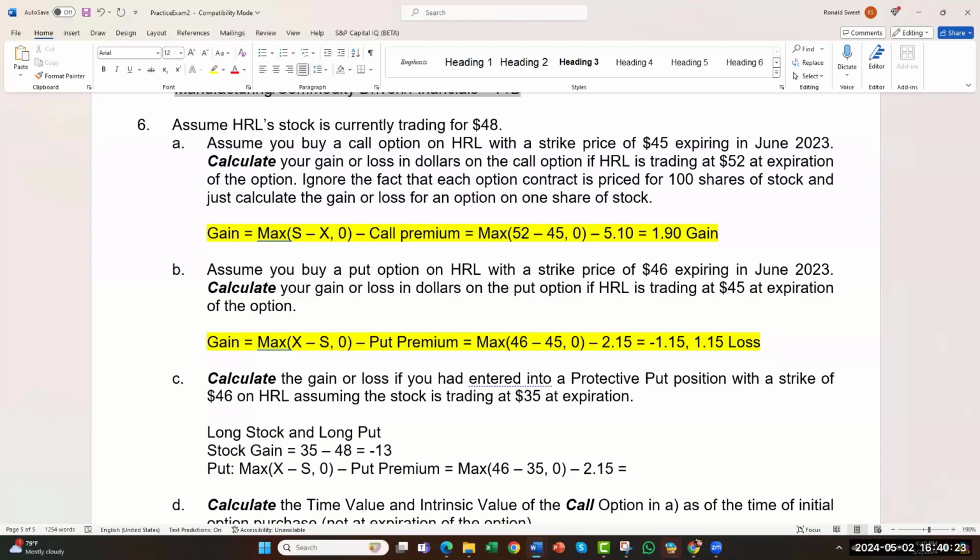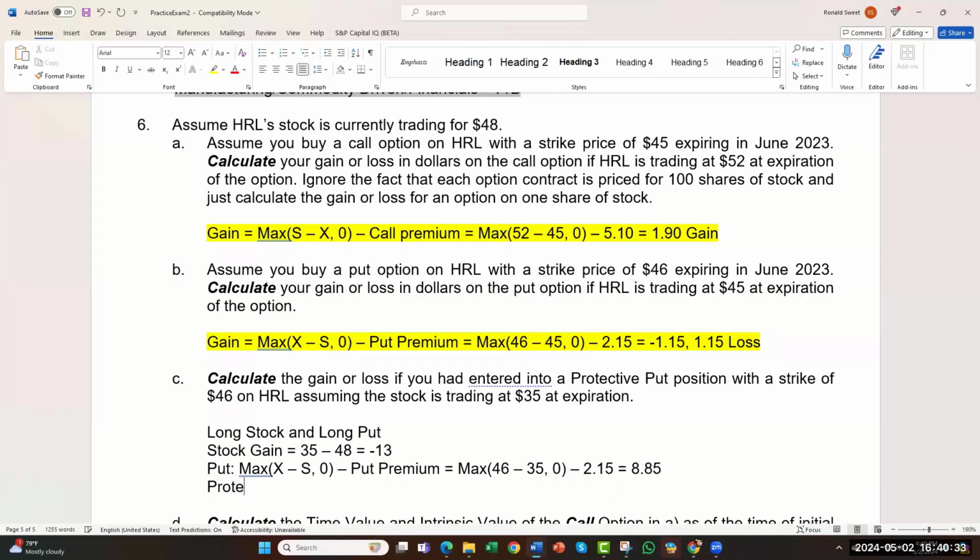So when you bring that together, you should end up with, so this is 8.85 gain. So the protective put is going to equal minus 13 plus 8.85. And that's going to give you a loss of 4.15.